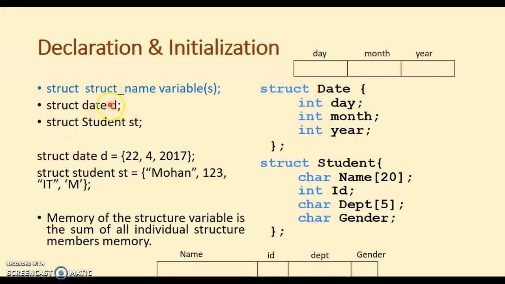D. Okay, D memory is 6 bytes because each integer occupies 2 bytes, and we have 3 fields, so that a total of 6 bytes of memory will be occupied by D, whereas the student st occupies 20 plus 2, 22 plus 5, 27 plus 1, 28 bytes of memory.